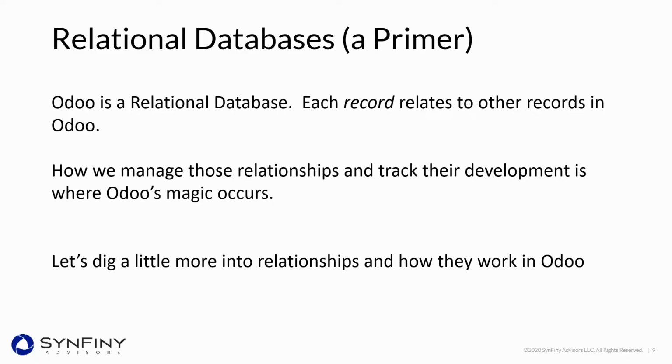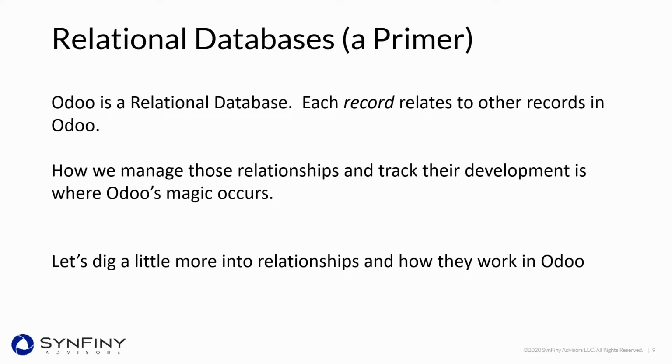Odoo is a relational database. It's a lot like every other CRM, Salesforce, for example, or SQL. And it's essentially just a system which tracks several different kinds of records. Now, a record is a contact. A record is an opportunity.